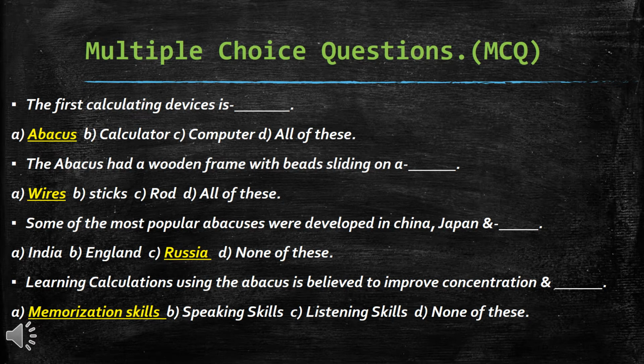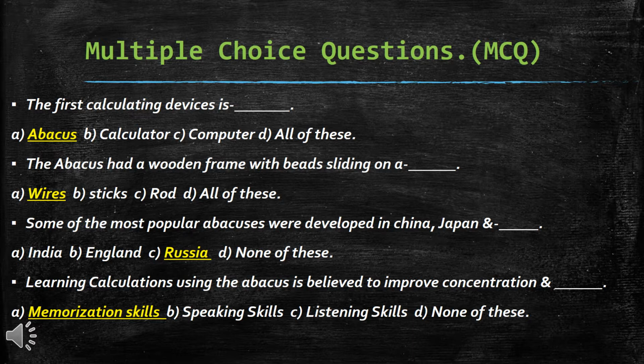So students, we are going to revise in the form of multiple choice questions. This can be your notes as well as revision. So let's get started. These are the MCQs. The first one is, the first calculating device is dash. Abacus, calculator, computer, all of this. It's abacus. You all can see the answer is given in the yellow color.